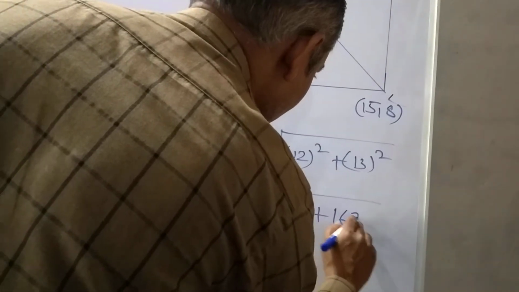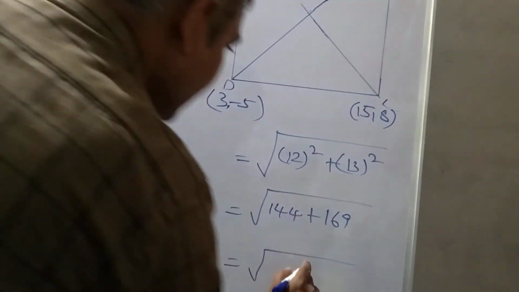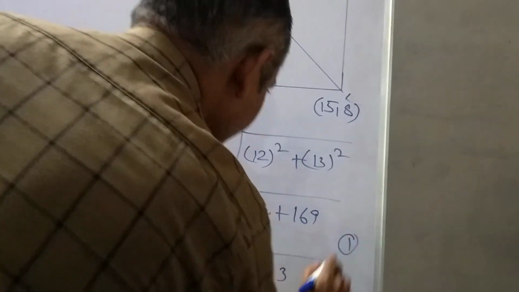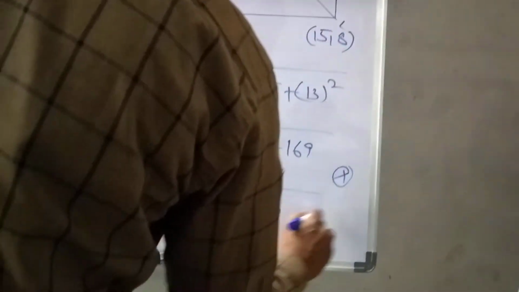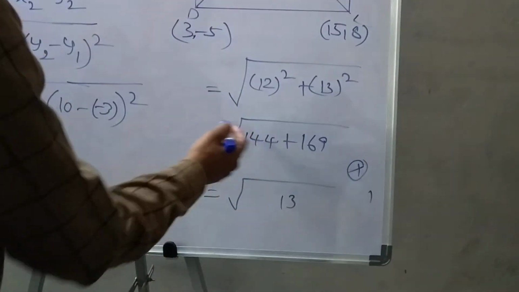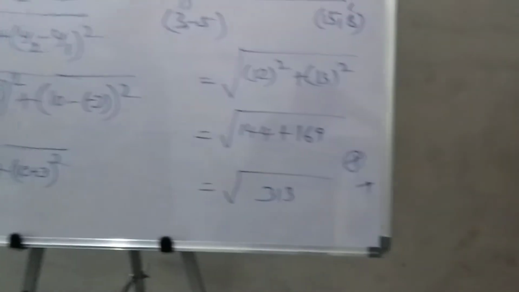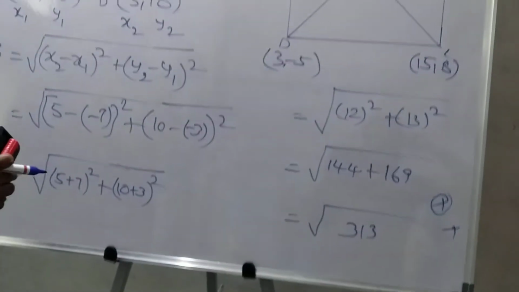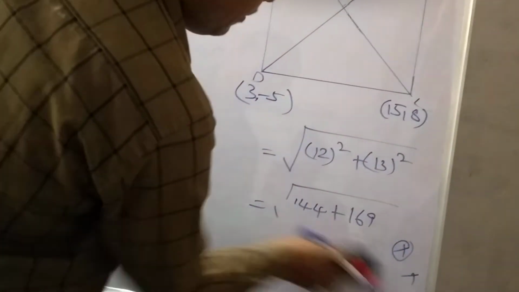If you add these two, 9 plus 3 is 13, 1, 6 plus 4 is 10, 1 is 11, 1 plus 1 is 2, plus 1 is 3. This is 313. Okay, the value is 313. We have to find the remaining values and we have to prove this is a parallelogram. This is the way to solve the problems.